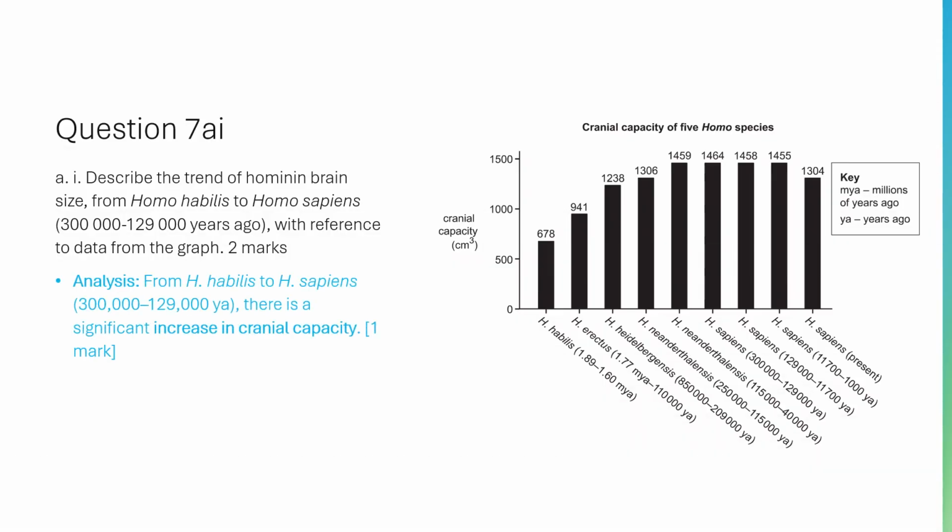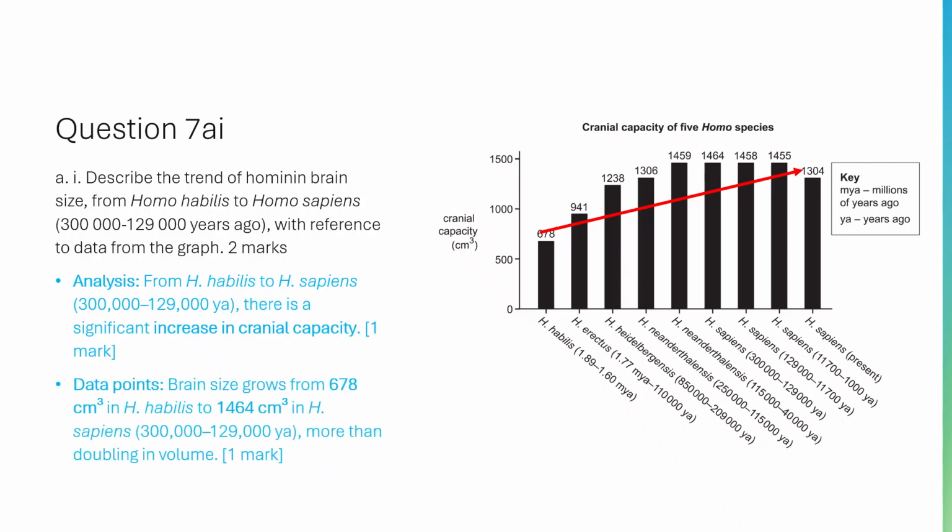Analysis from H. habilis to H. sapiens, 300,000 to 129,000 Ya. There is a significant increase in cranial capacity. Data points. Brain size grows from 678 cubic centimeters in H. habilis to 1,464 cubic centimeters in H. sapiens, 300,000 to 129,000 Ya, more than doubling in volume.